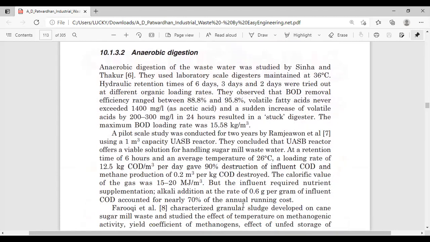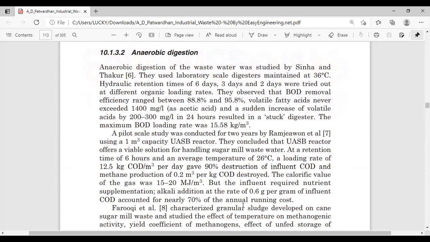Anaerobic digestion of the wastewater was studied by Sinha and Thakur. They used laboratory scale digesters maintained at 36 degrees centigrade. Hydraulic retention times of 6 days, 3 days and 2 days were tried out at different organic loading rates. They observed that BOD removal efficiency ranged between 88.8% and 95.8%.